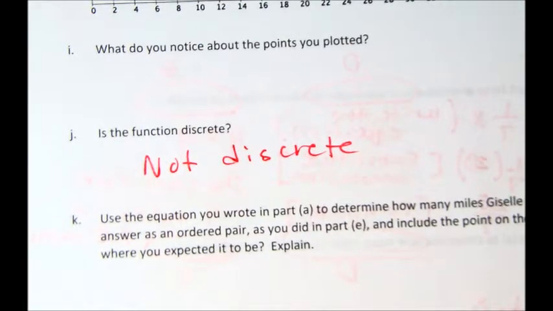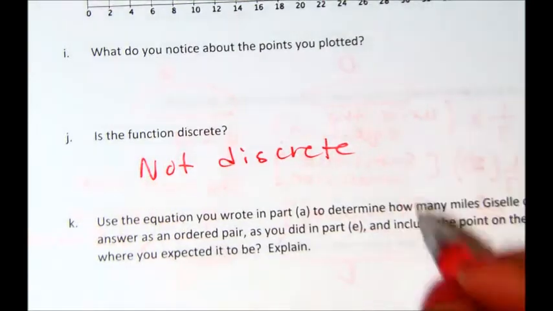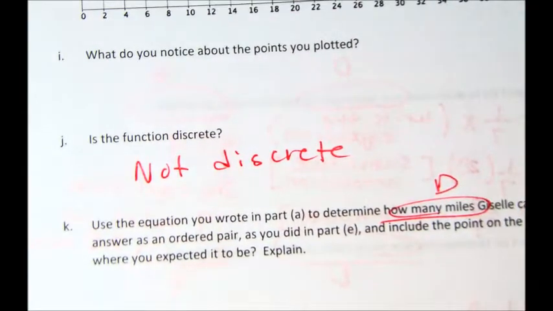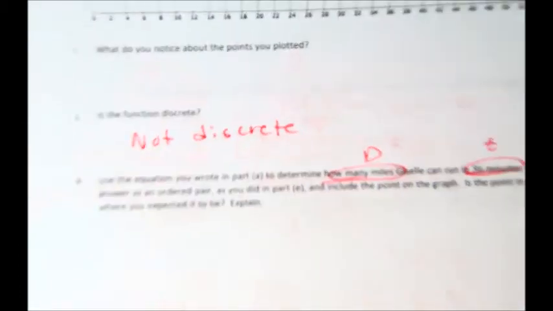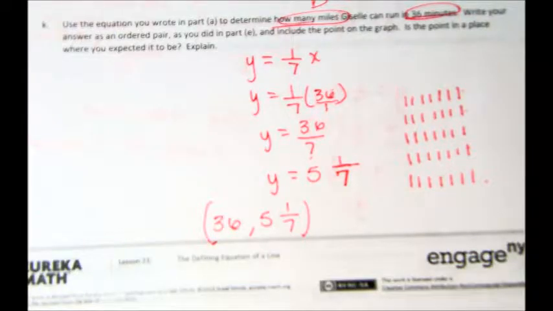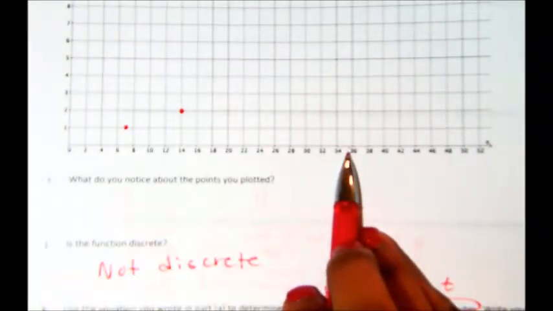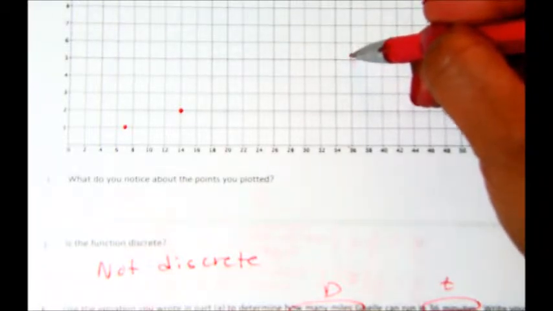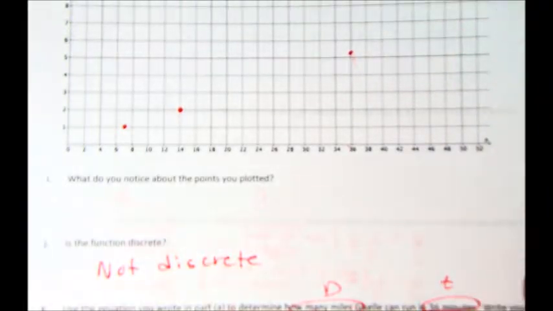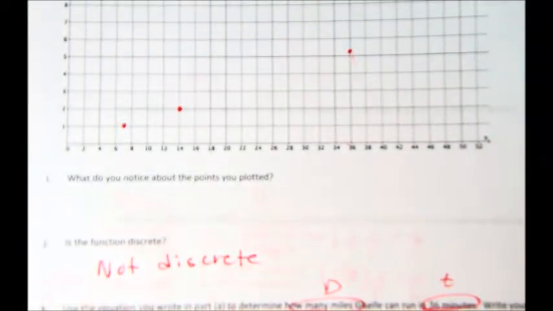All right, let's use the equation we wrote in part B to determine how many miles, so we're still calculating some distance, Giselle can run in 36 minutes. Let's write our answer as an ordered pair when we're finishing. So now that we have this ordered pair, let's graph this point on our line. So I'm going to go to an x of 36, and I'm going to go to a y of 5 and 1/7. Okay, 1/7 is smaller than a half, so I shouldn't be halfway in between my 5 and my 6.